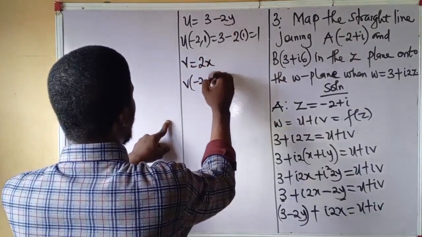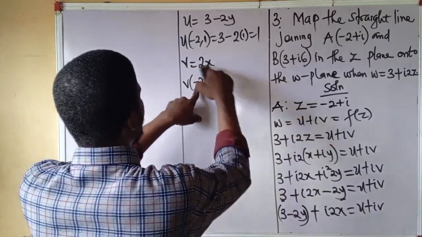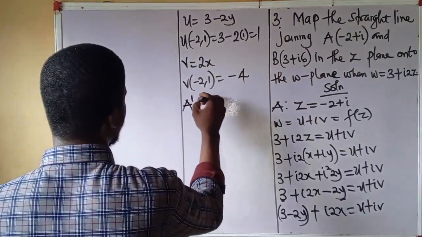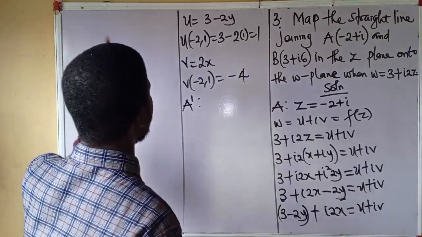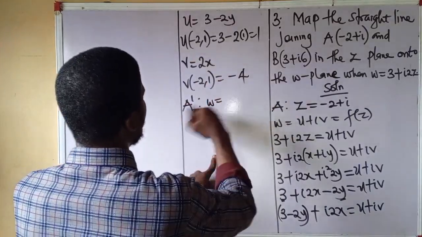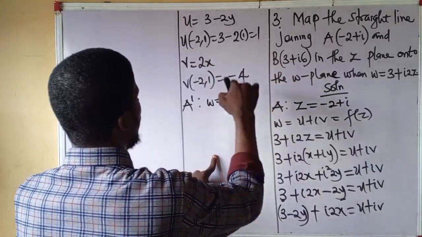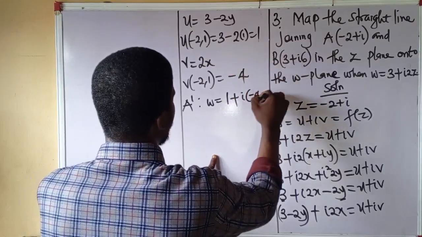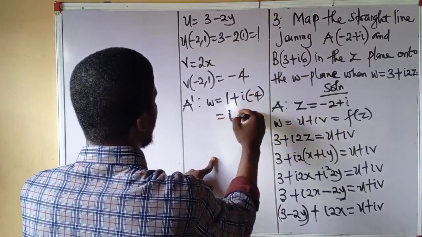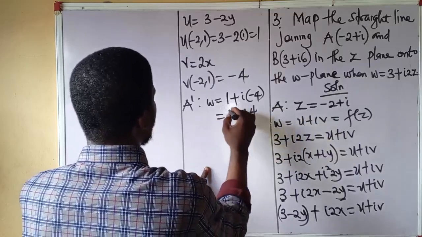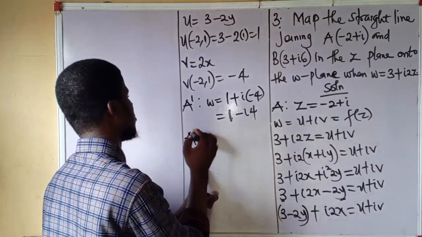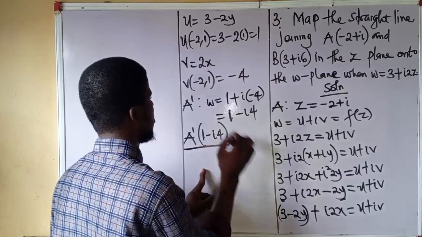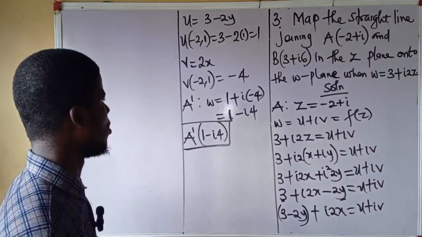V of minus 2 comma 1: X is minus 2, so 2 times minus 2 is minus 4. So the image of A, let's call it A prime, is W equal to 1 plus I4. Okay, the 4 is negative, so it's minus 4. So W is equal to 1 minus I4. This is the image of A. Let's keep this. Following the same procedure, what is the image of B?